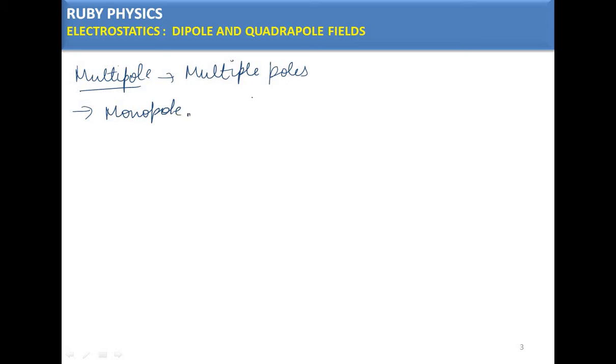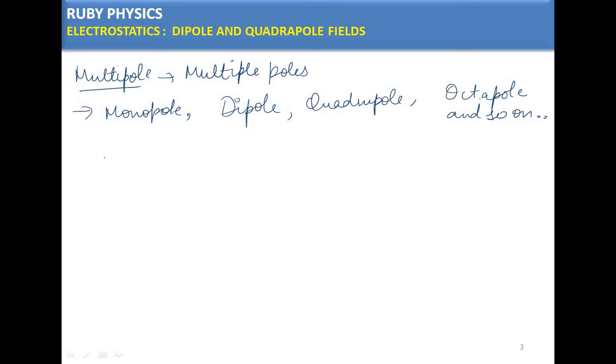So first of all, what do you mean by a multipole? Multipole means multiple poles. A multipole can be a monopole, it can be a dipole, it can be a quadrupole, it can be an octopole, and so on.